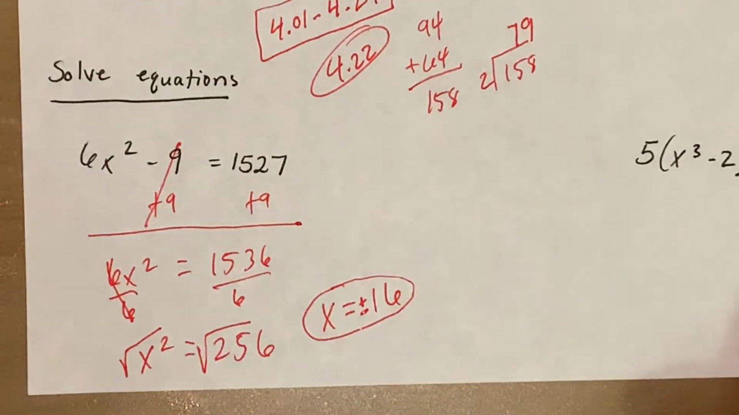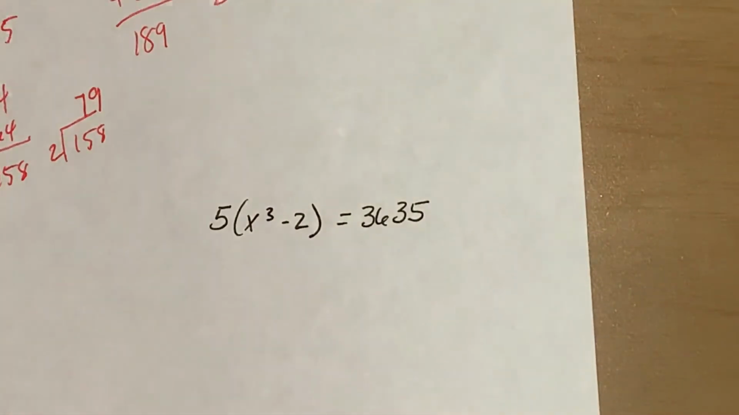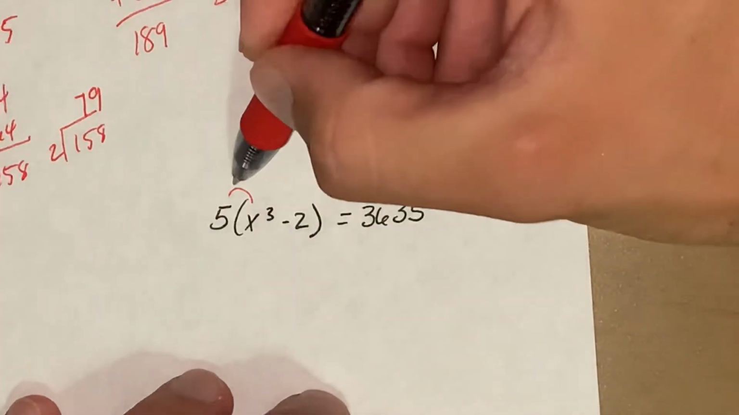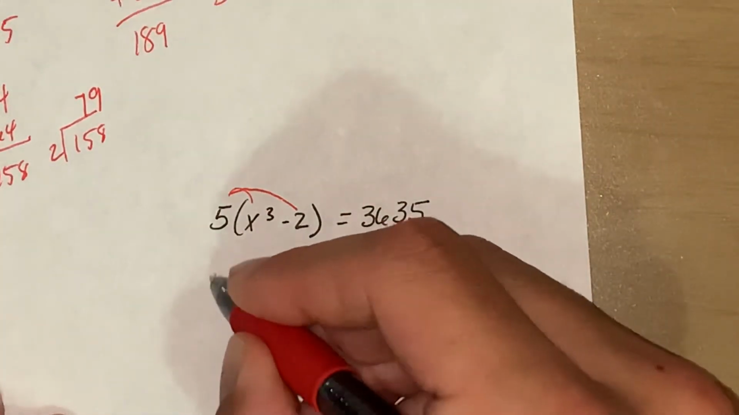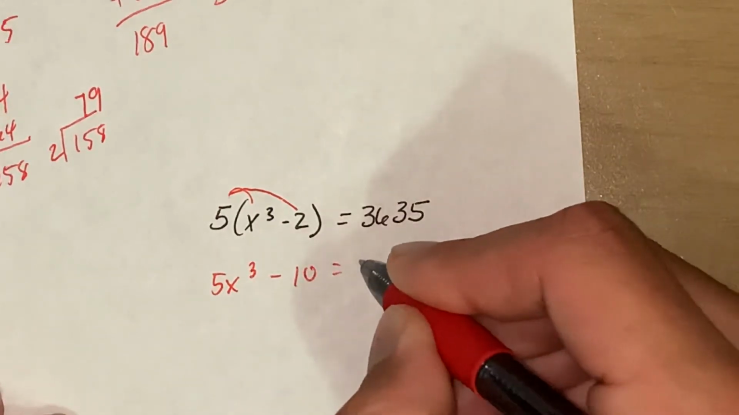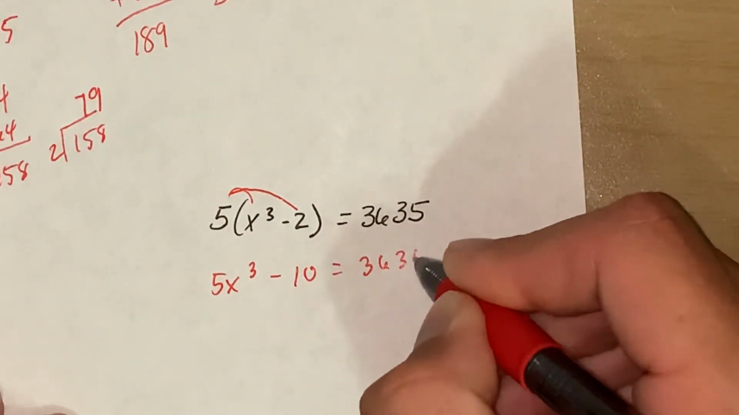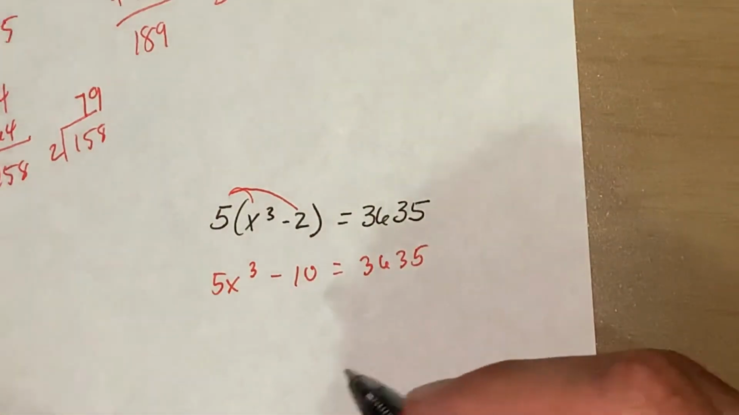Okay, the last one we're going to look at is an example that has a number that is cubed. Okay, so actually we have parentheses here, so the first thing we're going to do is follow the distributive property. Okay, so I'll draw my lines here. So I'm going to distribute that 5. So I have 5x cubed minus 10 equals 3,635. Okay, so now I'm at the same spot I was in my other equation.